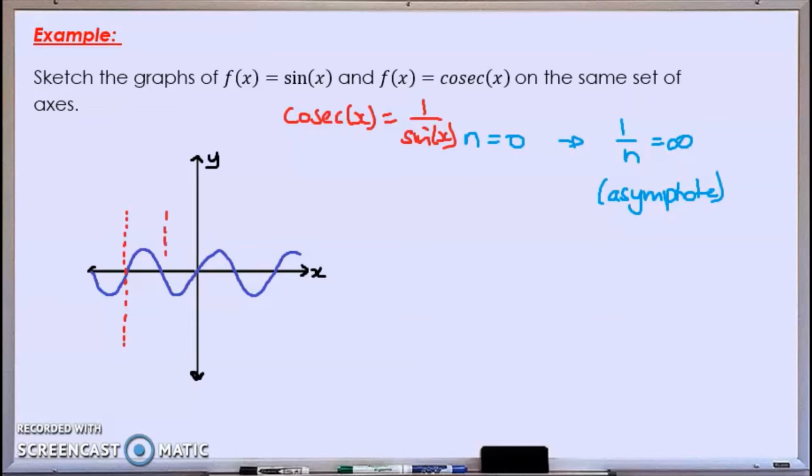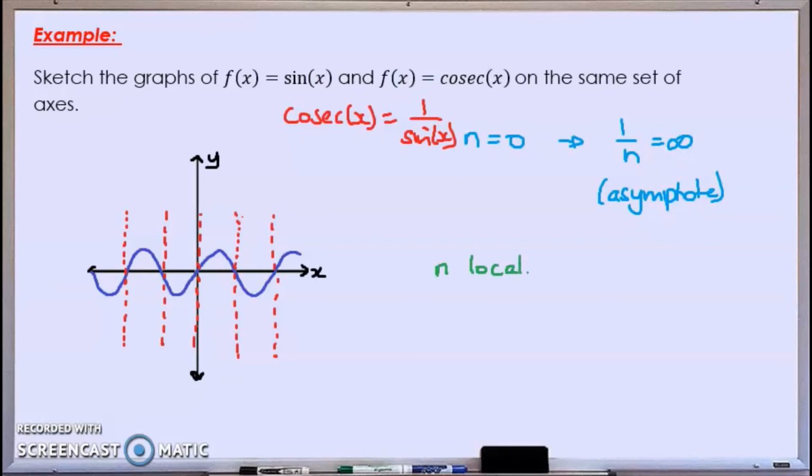So I'm going to draw my asymptotes in. And you can see here there's quite a few of them. Oops, that's a little bit wonky. Let's straighten that one up a tad. So here are some asymptotes that we'll have in. Of course, you'll rule them. I'm working freehand.